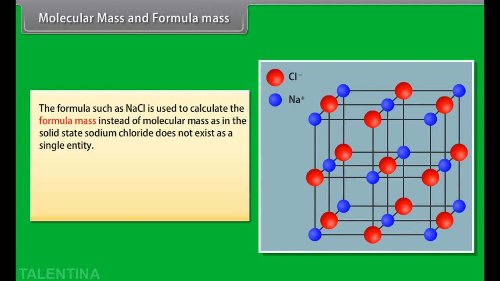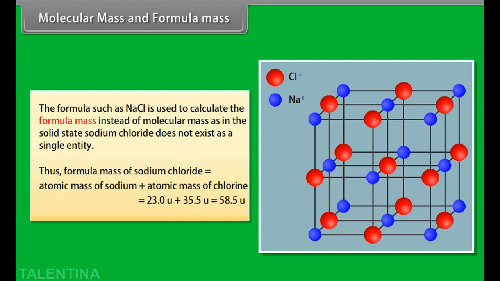This equals 18.02 u. A formula such as NaCl is used to calculate the formula mass instead of molecular mass, as in the solid state sodium chloride does not exist as a single entity. Thus, formula mass of sodium chloride is equal to atomic mass of sodium plus atomic mass of chlorine, which is equal to 23.0 u plus 35.5 u, which is equal to 58.5 u.